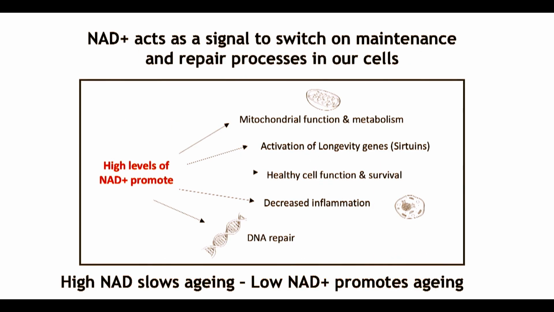And to understand why low NAD levels are linked to aging, you need to look at what it's actually doing in the cell. Because what NAD does is it basically acts as a signal to switch on a lot of our maintenance and repair processes. So when you've got high levels of NAD, you've got all these things switched on. You've got increased mitochondrial function, activation of your longevity genes. You get decreased inflammation. You get DNA repair going on.